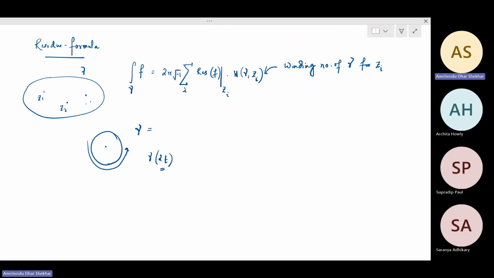Gamma of 2t would have a winding number of 2. Whatever the winding number of gamma was, gamma of 2t would have twice that, because you're looping around that point two times. Okay, so let's solve this problem.